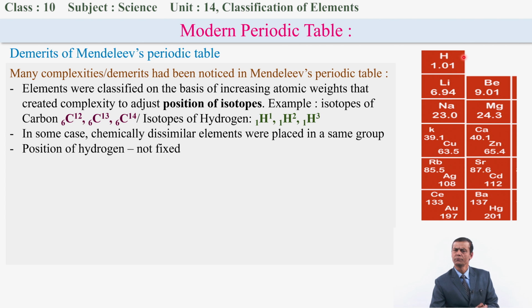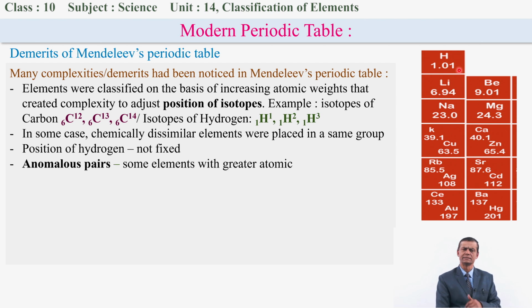Position of hydrogen was not fixed. Hydrogen atomic number is 1. It was placed in group 1 in Mendeleev's periodic table, but its characteristics are similar to group 7 also because its valency is 1. It gains 1 electron like group 7 elements, fluorine, chlorine, isn't it? So it is also considered as a defect. Anomalous pair. There are some anomalous pairs, unusual pairs.